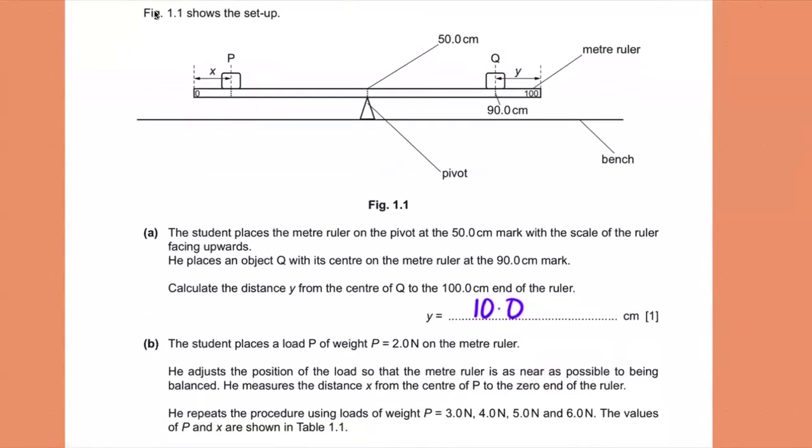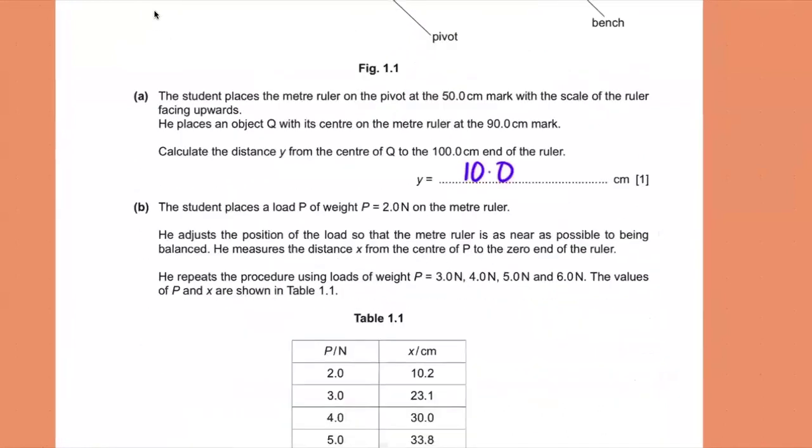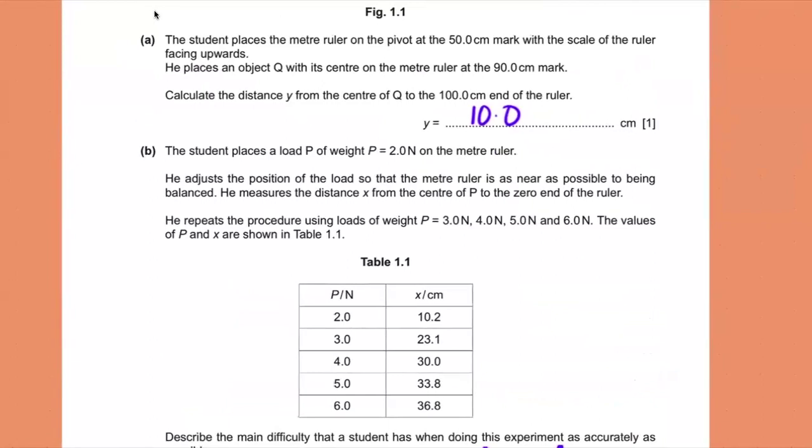The student places a load P of weight 2 newtons on the meter ruler. He adjusts the position of the load so that the meter ruler is as near as possible to being balanced. So we know that in theory, we may say that the ruler balances, but this is very wishful thinking. This hardly ever actually balances. He measures the distance x from the center of P to the zero end of the ruler. He repeats the procedure using different loads of weights 3, 4, 5 newtons. Values of P and x are shown in table 1.1.